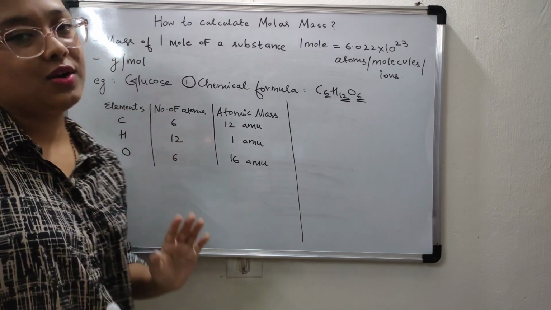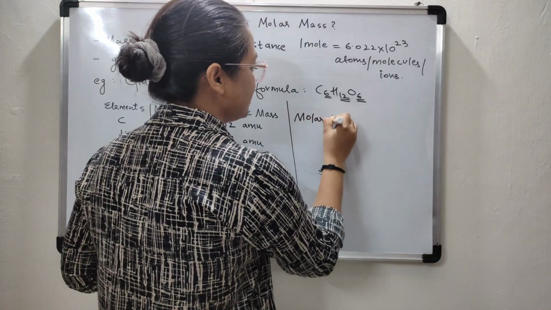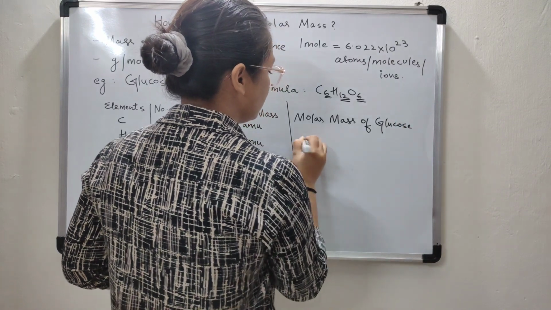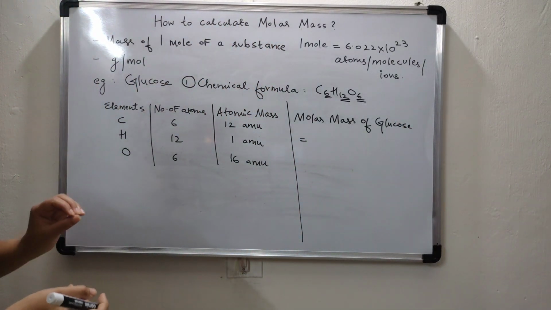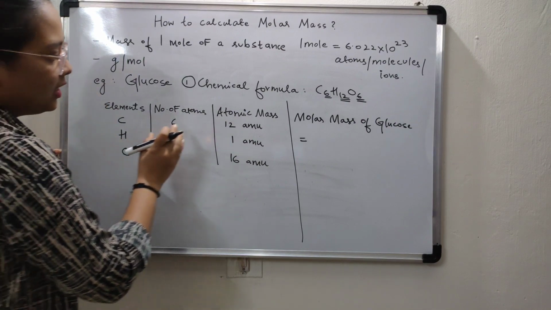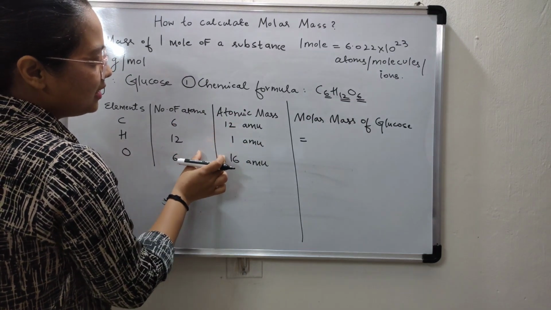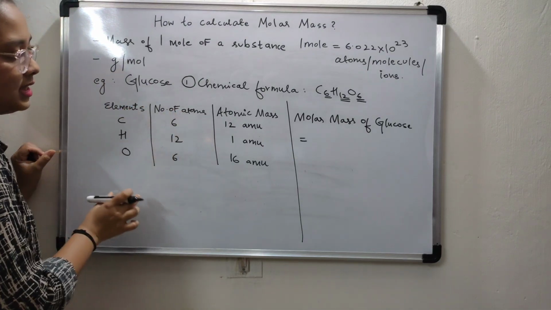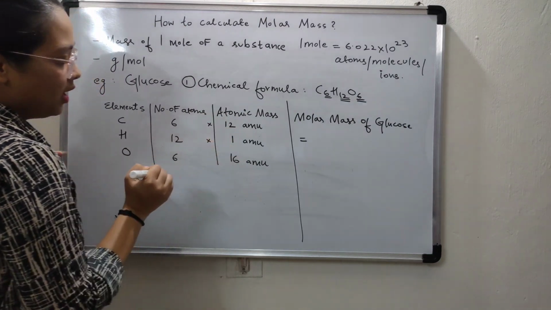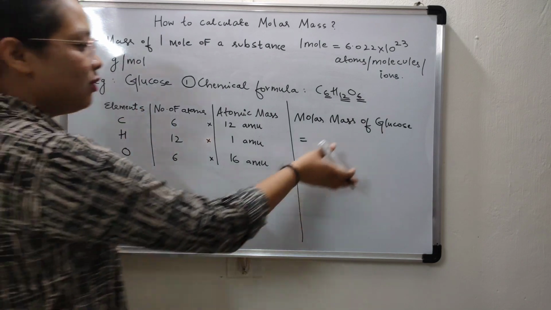So this is all that you require in order to calculate your molar mass. The last step, calculation of molar mass. Molar mass of glucose is equal to, so what do I have to do over here? Please pay attention. For all the elements which are present, I need to take a product between the number of atoms and atomic mass and keep adding these products. In this case, I have 3 elements, so I will have 3 products: 6 into 12 for carbon, 12 into 1 for hydrogen, and 6 into 16 for oxygen. And I have to add these 3 values.